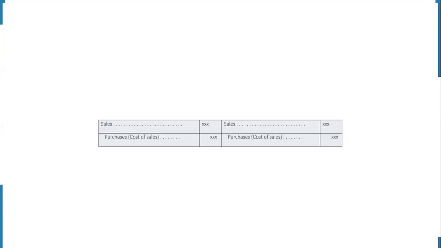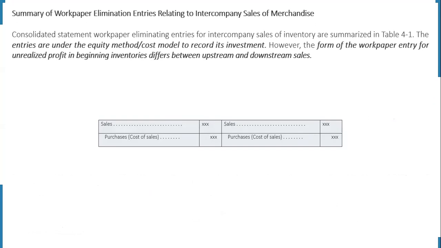So we now debit sales and credit purchases or cost of sales. Sales normally carry a credit balance, so we debit it, and we credit purchases, which normally carries a debit. The summary of elimination entries relating to intercompany sales of merchandise: consolidated statement work paper eliminating entries for intercompany sales of inventory are summarized in Table 4.1. The entries are under the equity method or cost model to record its investment. However, the form of the work paper entry for unrealized profit in beginning inventories differs between upstream and downstream sales.